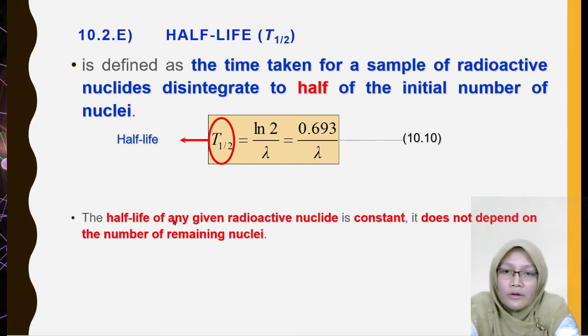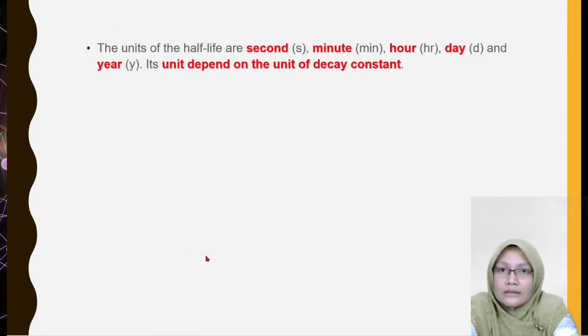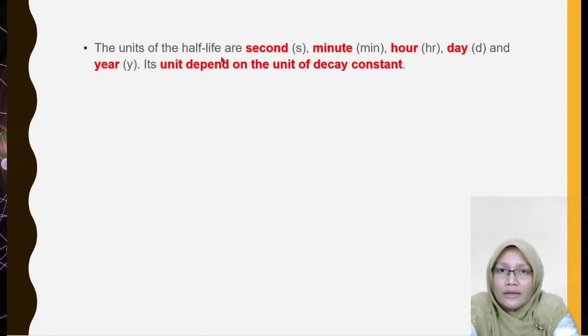Okay, the half-life of any given radioactive nuclide is constant. It does not depend on the number of remaining. Okay, constant. Okay, the unit of half-life is second. Kita boleh guna second. Kita boleh guna half-life sebagai dalam minit ataupun hour, day and year. Okay, apa-apa pun half-life ni kita bergantung kepada unit of decay constant ataupun lambda.